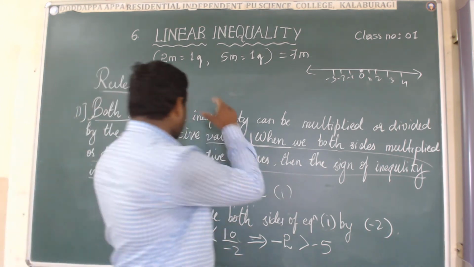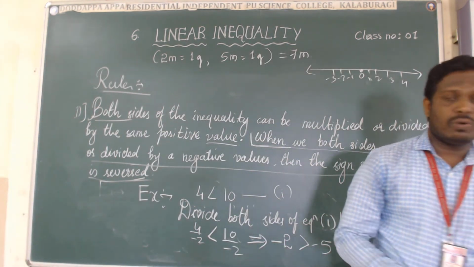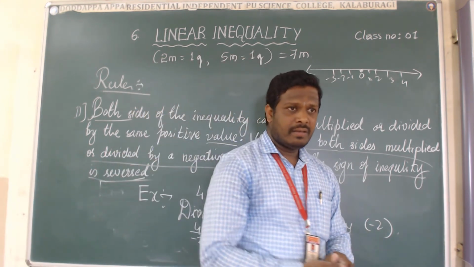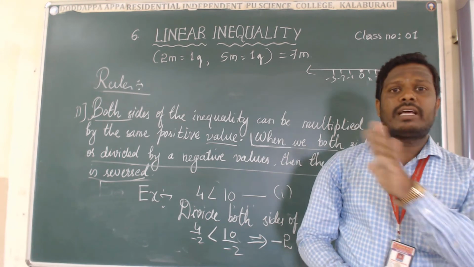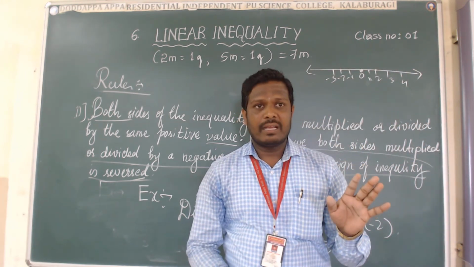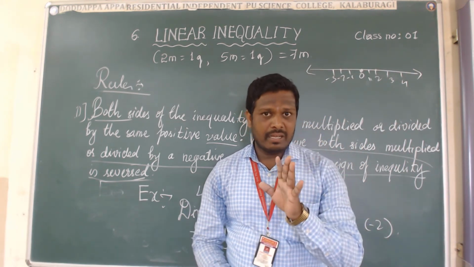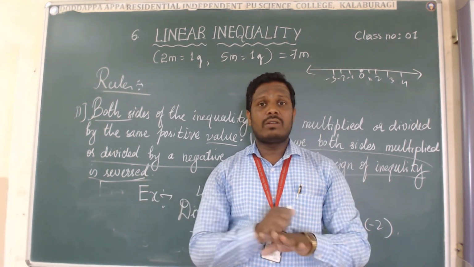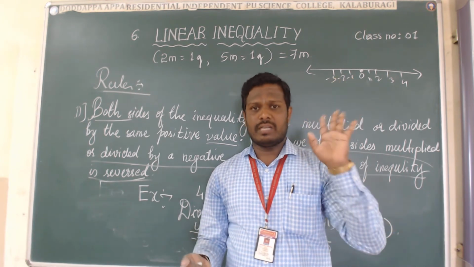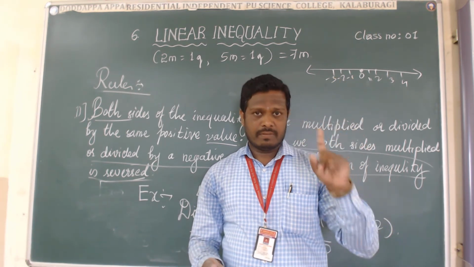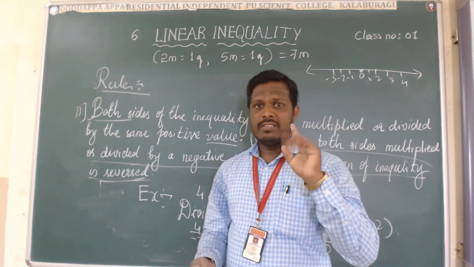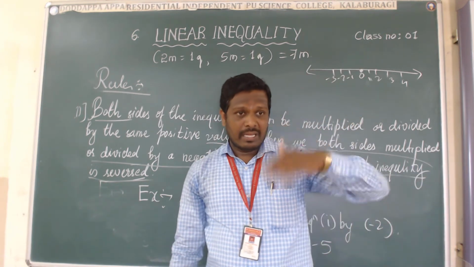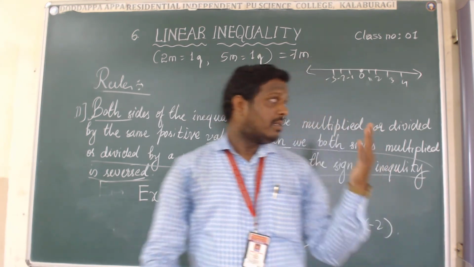By getting these two rules, what is the meaning of the first one? Equal numbers may be added or subtracted on both sides of an inequality without affecting the sign of inequality. If you add or subtract on both sides of the given statement, the sign of inequality will not change; it remains the same. These rules are very important when we explain the examples, so I am repeatedly explaining them.